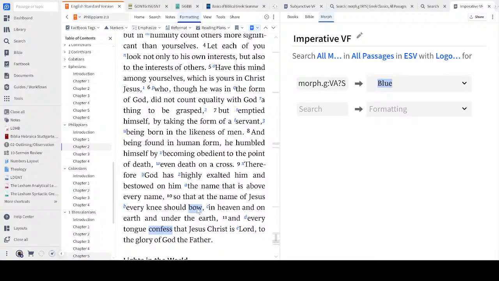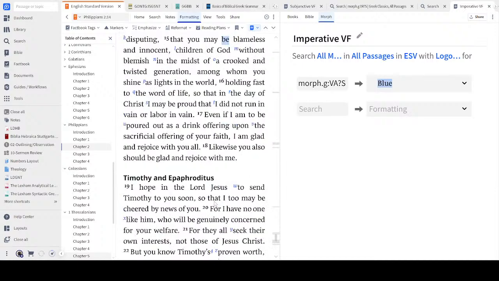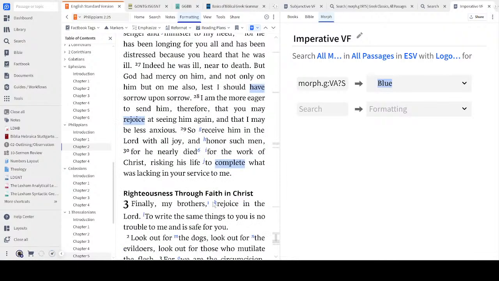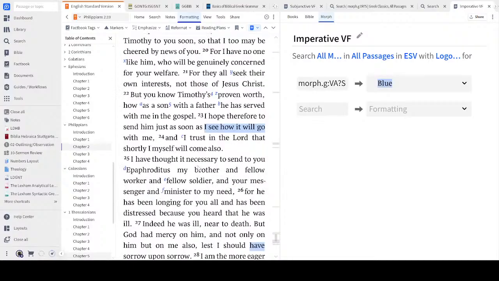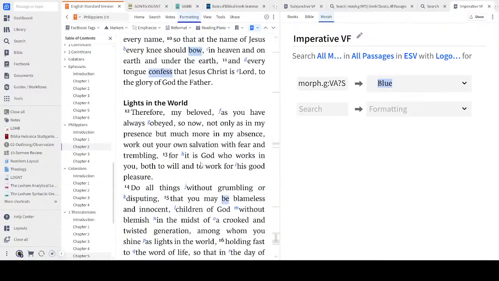So there's an imperative, and this is the aorist imperative. So the aorist presents this idea of a snapshot.